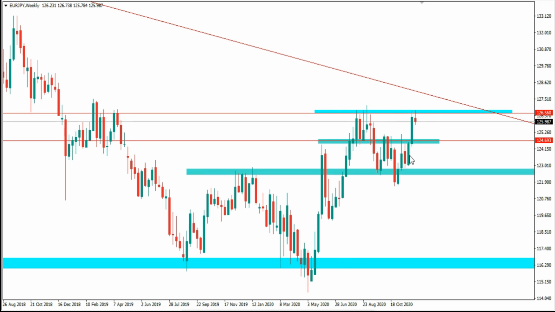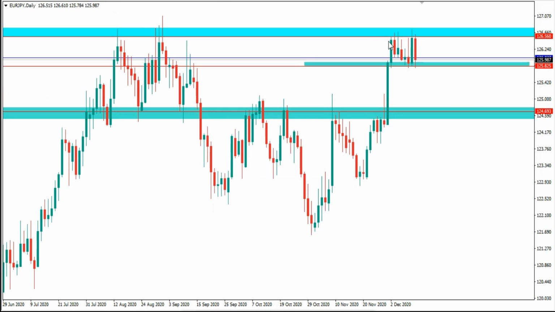before the continuation higher. Now if the price will just continue higher, then we are not interested in buying this pair this week, because we have a rejection of resistance here, and until we have a weekly close above this resistance, we are not interested in taking any long trades from this area right here. So for now, we expect to see a drop in the price of EurJpy. Let's see what we have on the daily time frame.